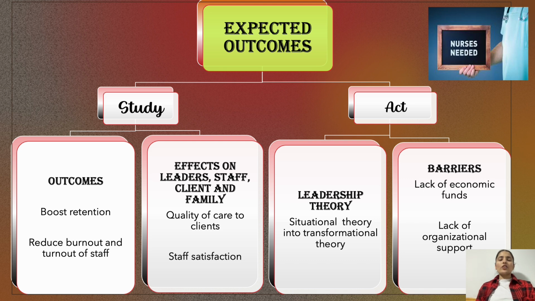The second one is the effects of the outcomes on leaders, staff, clients and families. If a sufficient number of staff are allotted to the hospital, it will help to improve the quality of care to the patient. That will provide satisfaction to staff, clients and family. Secondly, I am going to explain the act.